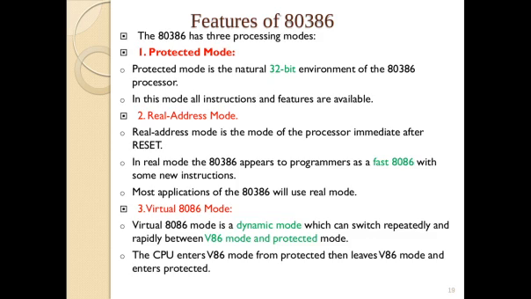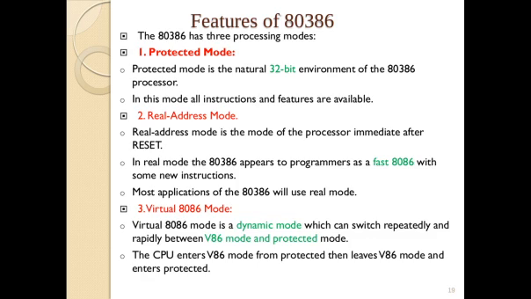Real address mode is the mode in which the processor will start after reset. We cannot switch from real mode to virtual 8086 mode. We can switch from protected mode to virtual mode. We can switch from protected to real mode, but only after a reset condition. And we can switch back from virtual mode to protected mode, but we cannot switch from virtual mode to real mode. Virtual 8086 mode is a dynamic mode which is used to execute virtually the instructions of the 8086 processor.